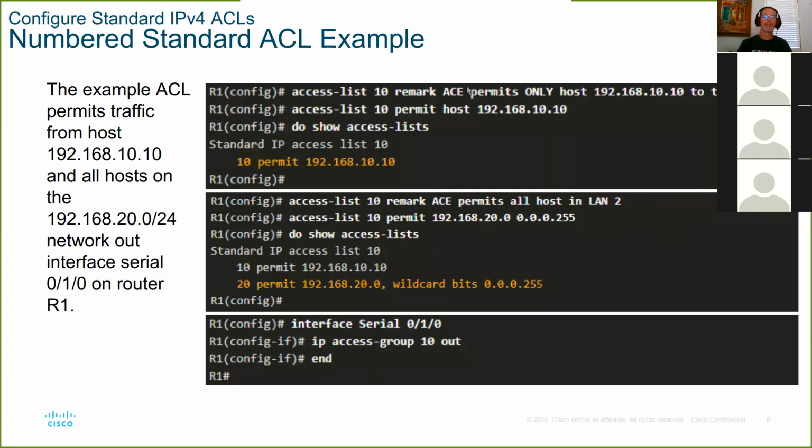So here's an example. Access list 10 remark. Let's permit only the 10.10 to the internet. Here's the permit statement, permit host 10.10. Do show access lists, and this is what it looks like. Standard IP access list number 10 has this, line number 1. So those of you that remember programming in BASIC, we had line numbers, 10, 20, 30, 40. So access lists are very similar.